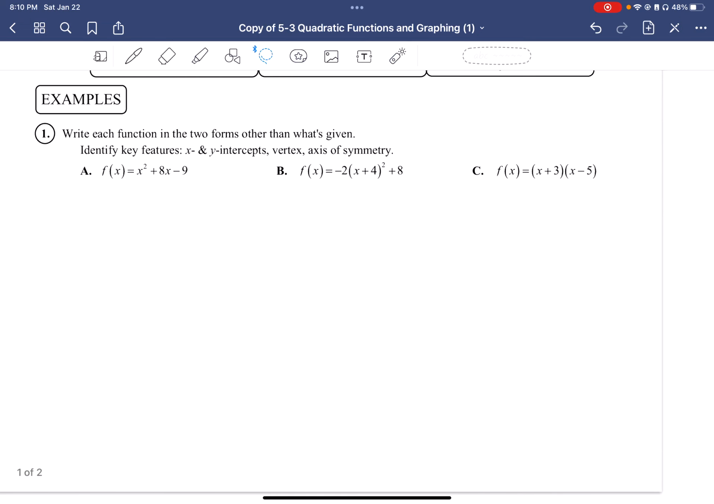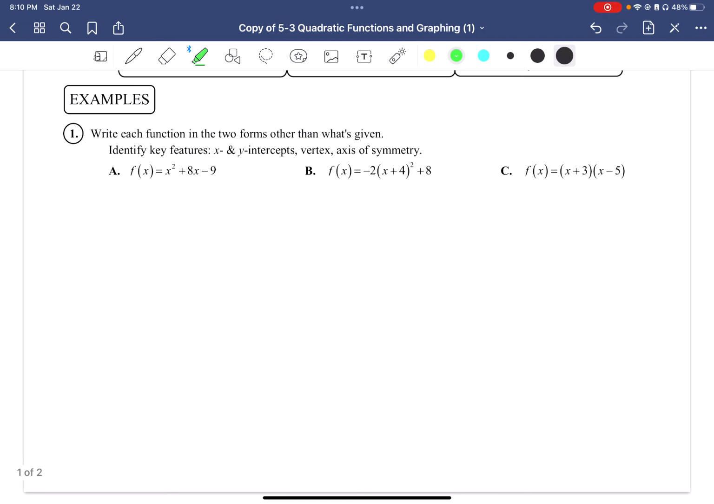All right. So for our last example, we are starting in intercept form. When we start in intercept form, we only have one choice. We have to go to polynomial form first, and we're going to do that by multiplying and simplifying.